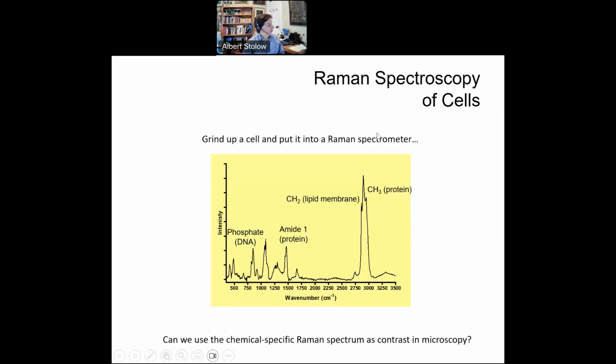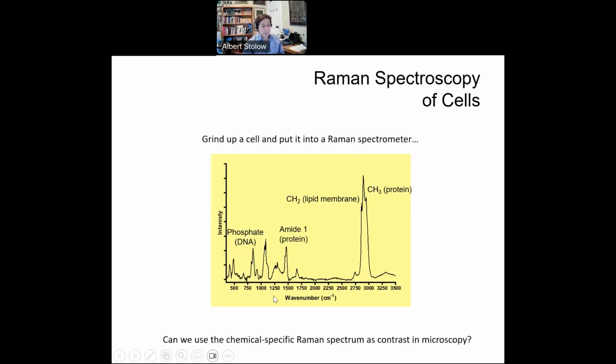So if I was to take a cell and grind it up and put it into a Raman spectrometer, I would see these kinds of vibrations in a Raman spectrum. I'd see CH3, which is due to proteins. The CH2 is due to lipid membrane. I'd see things related to DNA, etc. So this looks quite promising.